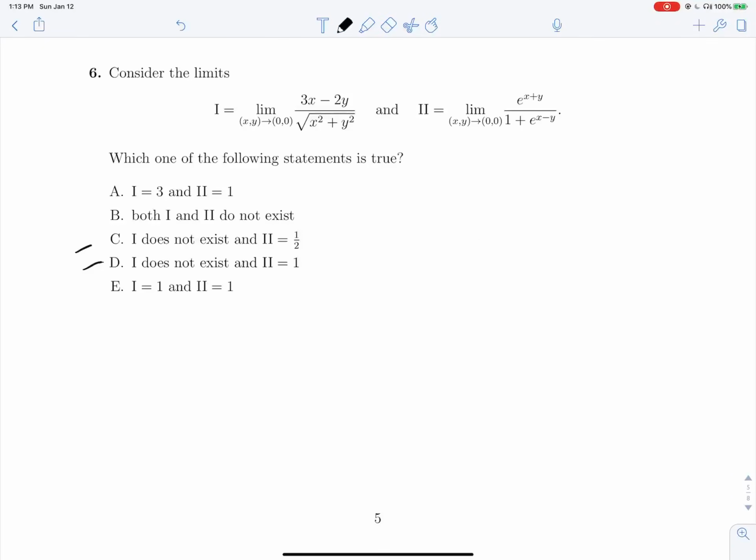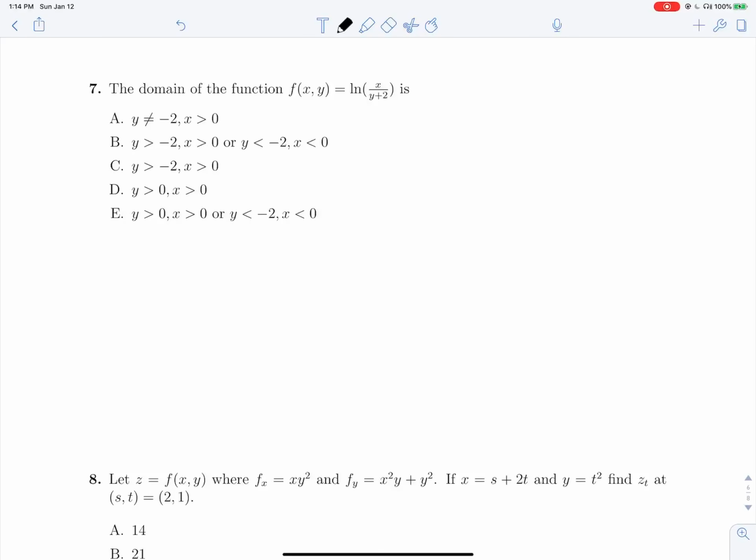And looking at number 2, it could be easy to plug in or to fail to plug in these directly and just try to apply the two-path test. But we don't even have to, because if we plug in 0, 0, we're going to get 1 over 1 plus 1, or 1/2.